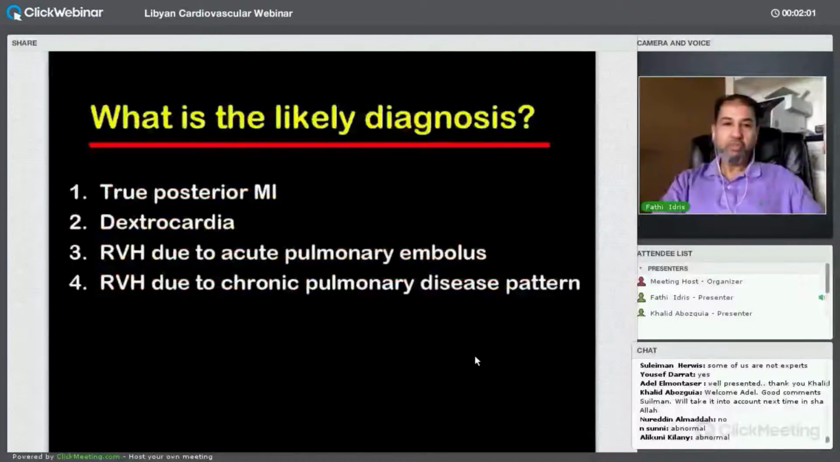So let me move to the question. Based on the EKG you just saw, is this patient having a true posterior MI? Does this patient have dextrocardia? I'll go back to the EKG in a second. Or does the patient have right ventricular hypertrophy due to acute pulmonary embolus, choice number C or 3? Or does this patient have right ventricular hypertrophy due to chronic pulmonary disease pattern?